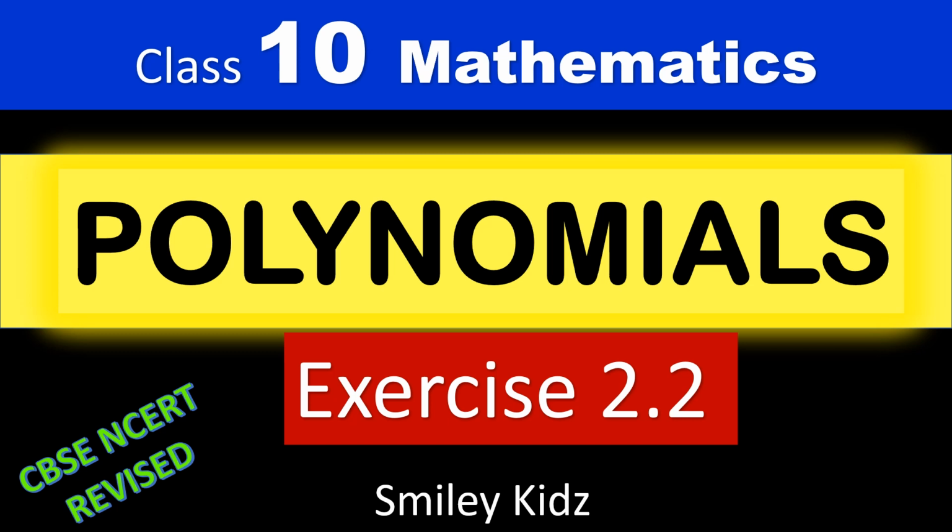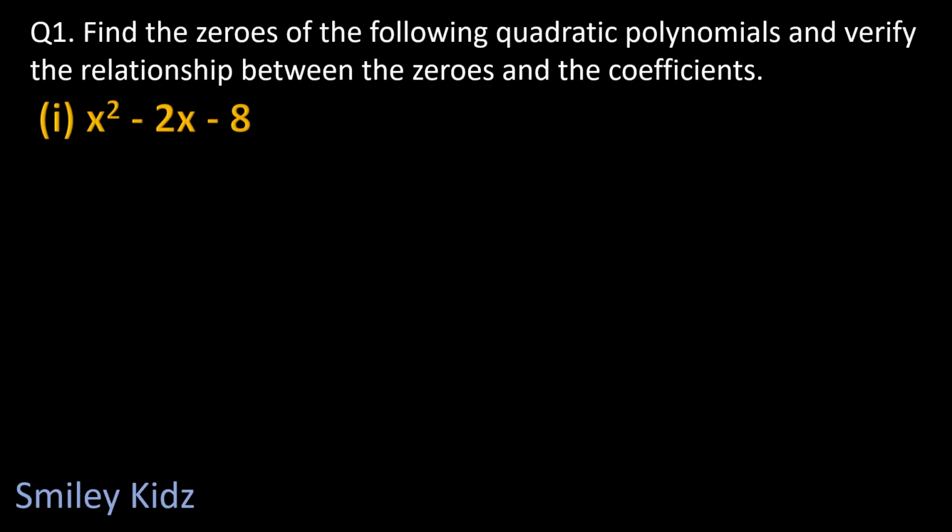Today we're going to see Class 10 Mathematics Chapter 2 Polynomials Exercise 2.2. So let's begin. Find the zeros of the following quadratic polynomials and verify the relationship between the zeros and the coefficients. So the first one is x squared minus 2x minus 8. So first we're going to find out the zeros of this particular quadratic polynomial. How do we do that?